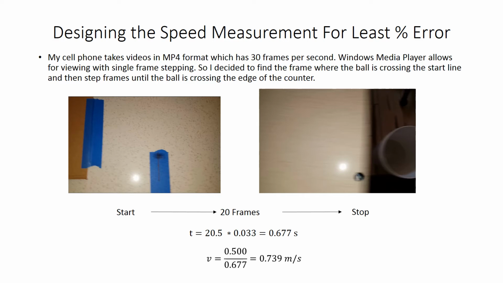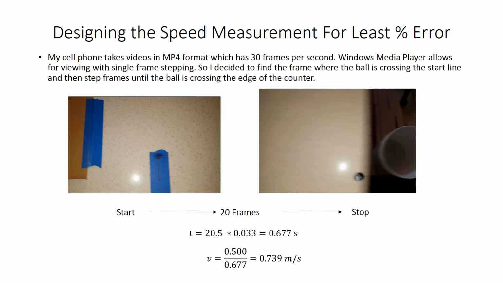Well, it took me about an hour or so on the web, but it turns out that Windows Media Player allows for viewing with single frame stepping. So I decided to find the frame where the ball is crossing the start line, as you can see below, and then step frames until the ball is crossing the edge of the counter. And in my case, it was 20 frames.